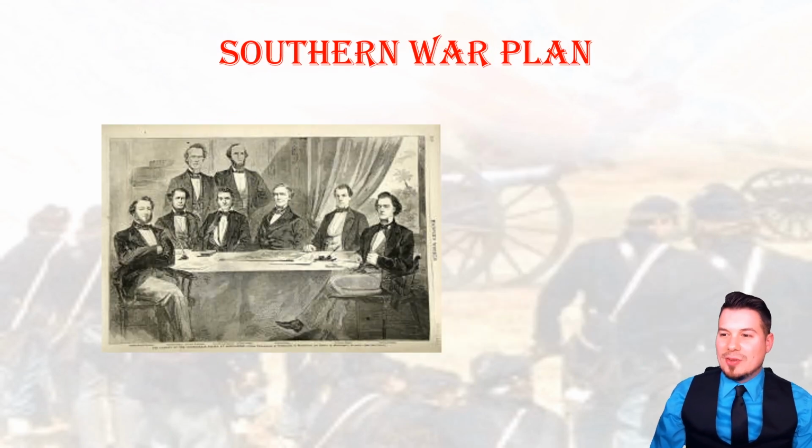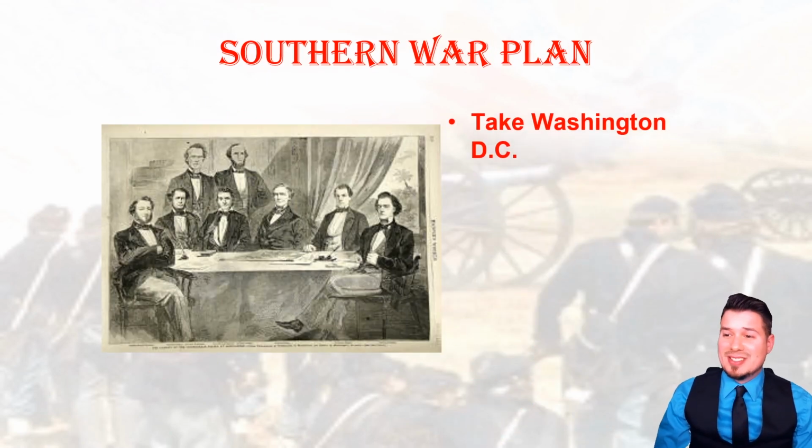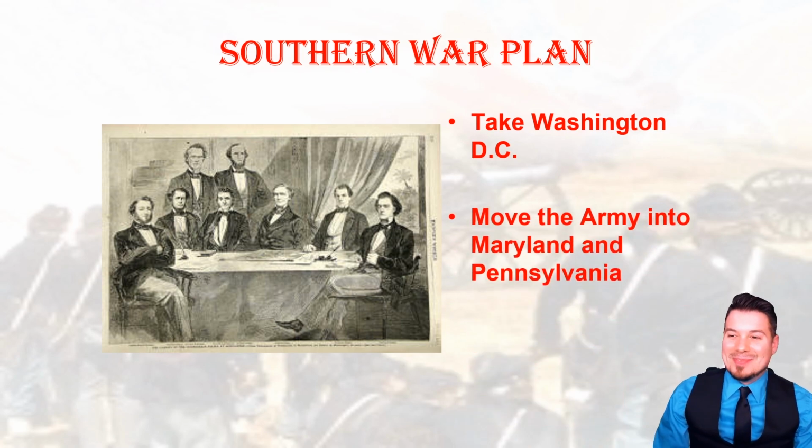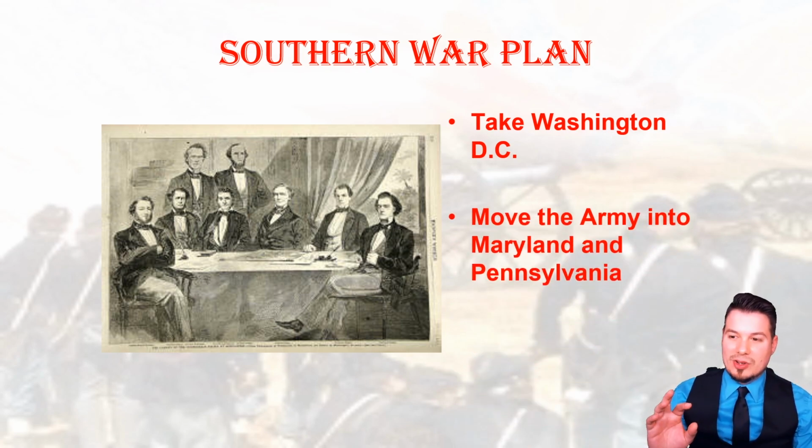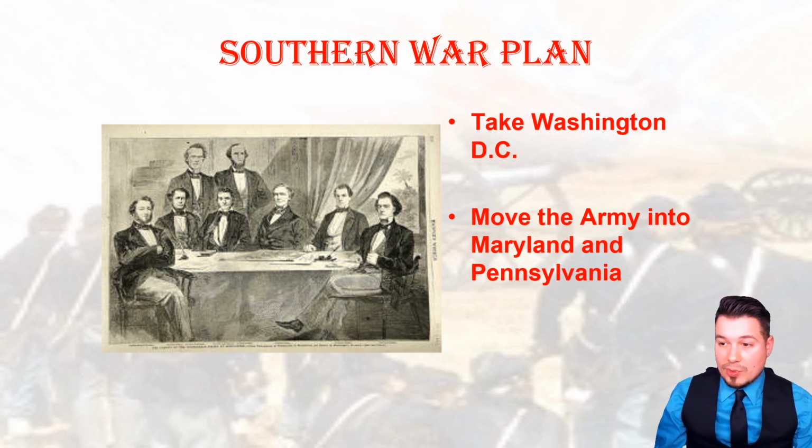All right, and we get the Southern war plan. It's going to seem similar. Take D.C., obviously. Take the capital. Move the army into Maryland and Pennsylvania. They wanted to move the army and go on the offensive. Again, a lot of them didn't know that land as well, for the most part. They did want to put pressure on the North so they would surrender.